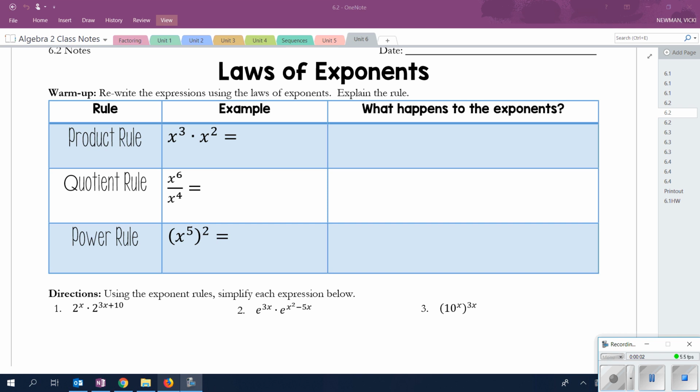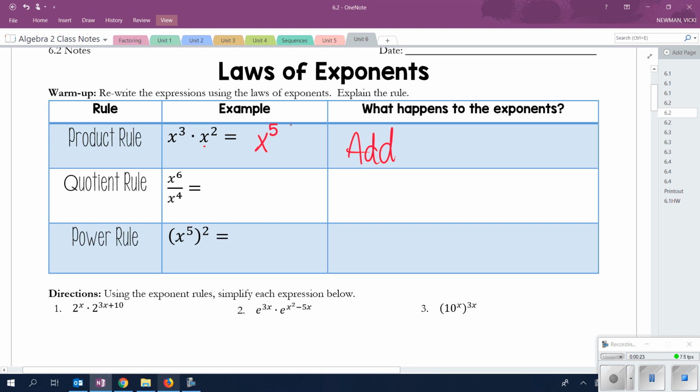Know these three. You actually know all of the rules, but you don't remember the two at the bottom of the page perfectly yet. So, product rule. If you have two things with the same base being multiplied, what do you do with their exponents? You add. So this becomes x to the fifth.